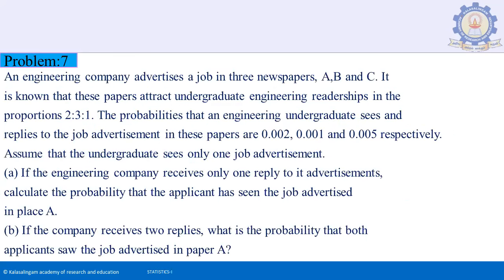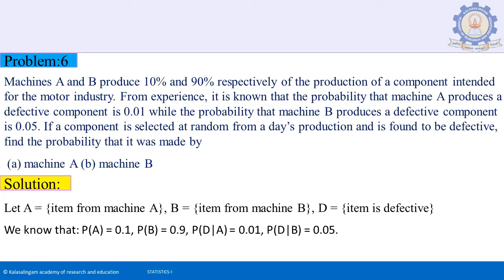Problem 6. Machines A and B produce 10% and 90% respectively of the production of a component intended for the motor industry. From experience, it is known that the probability that machine A produces a defective component is 0.01, while the probability that machine B produces a defective component is 0.05. If a component is selected at random from the day's production and is found to be defective, find the probability that it was made by machine A and by machine B.